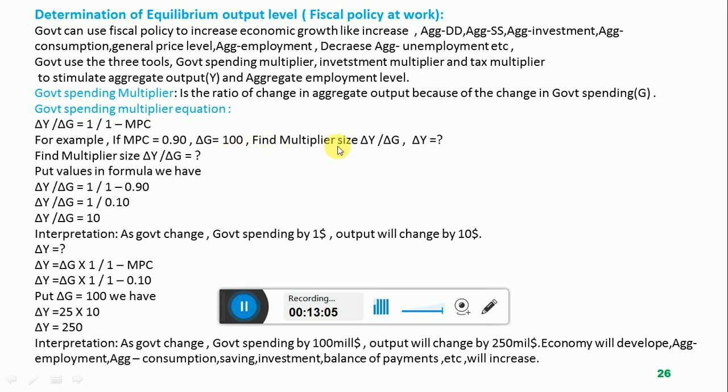So find the multiplier size, delta Y over delta G. It means we have to find the change in aggregate output. When the government wants to increase government spending by $100 billion, how much will the aggregate output of Afghanistan change? That is called multiplier size. And in the other part of the question, we have to calculate the total change in aggregate output, delta Y, where Y is the symbol for aggregate output and delta is the symbol for change. So this formula will calculate the change in aggregate output level.